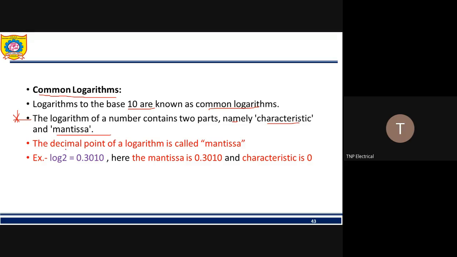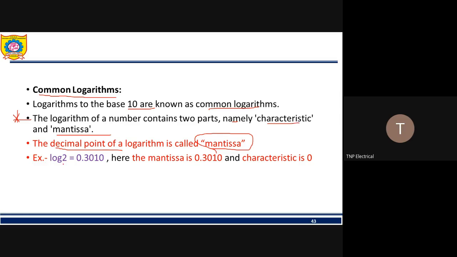The decimal part of a logarithm is called the mantissa. A 1-mark question was asked in GATE on this. So try to get this point as well, which is called mantissa and which is called characteristic, friend.